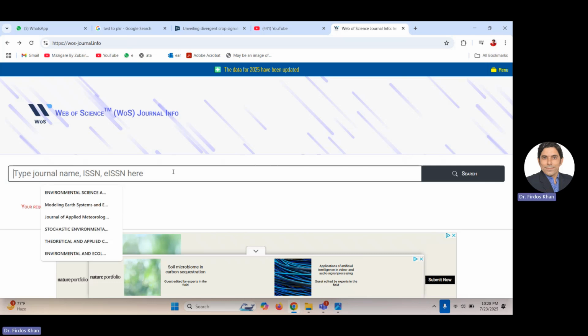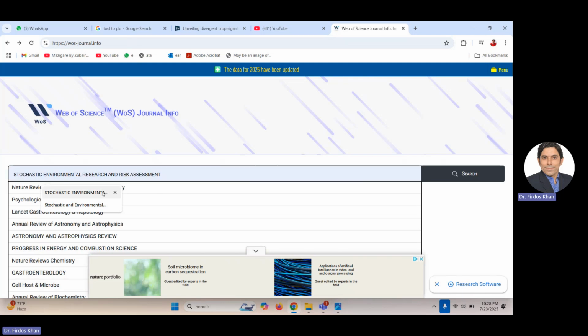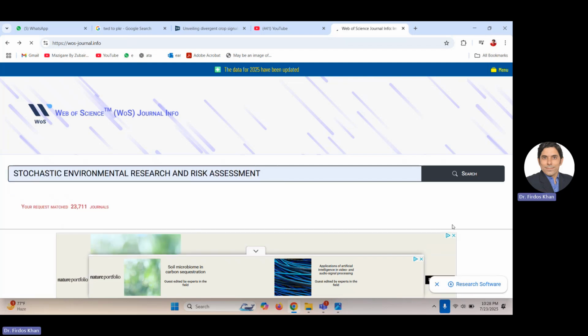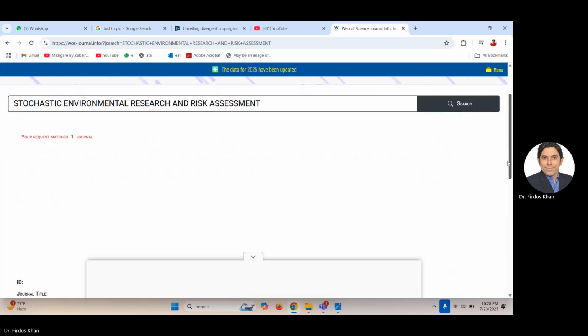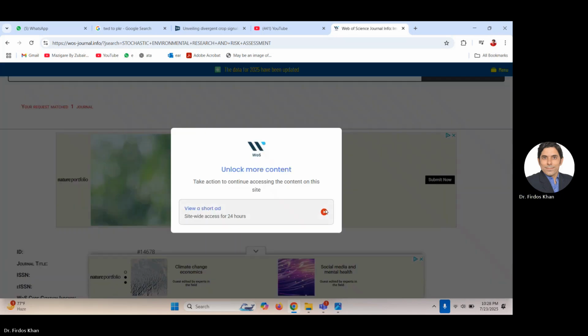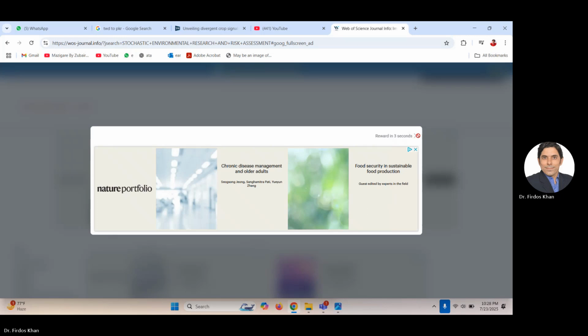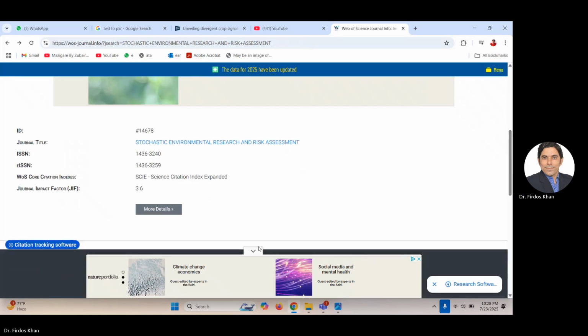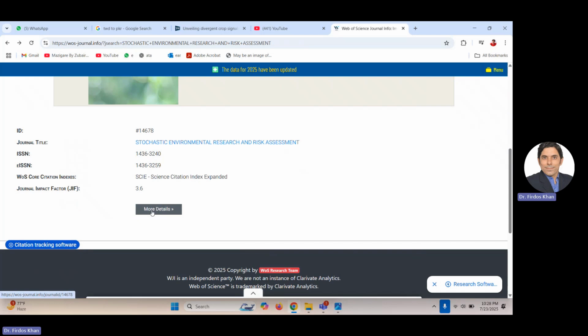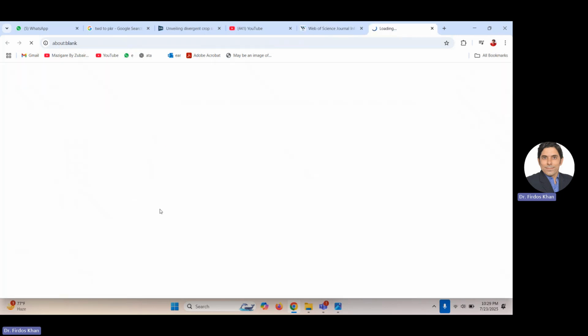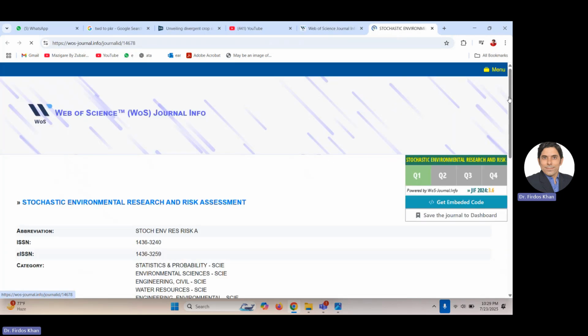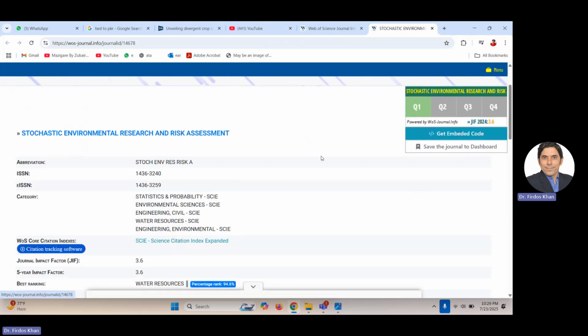So you can write Stochastic Environmental Research, or you can copy the link. This is the name of the journal. You can click this for more detail, and you can see the impact factor, the ISSN, the EISSN, that is the electronic ISSN, and the Web of Science Citation Index. Just click on this and you will see further detail on whether it is a Q1 rank journal or a Q2 rank journal. This is the detail of this journal.